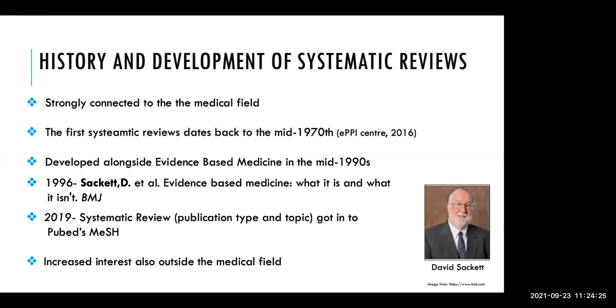But looking at systematic reviews, the term for systematic reviews, as a publication type and topic, was actually not added to PubMed until 2019. I was very surprised to see this, because I also thought that this was a topic that was more common than it actually is, already before the late 2010s, but it is not. So right now is when the peak and the main development of this kind of research method is happening. And as I mentioned, there is an increased interest in these methods also outside the medical field.